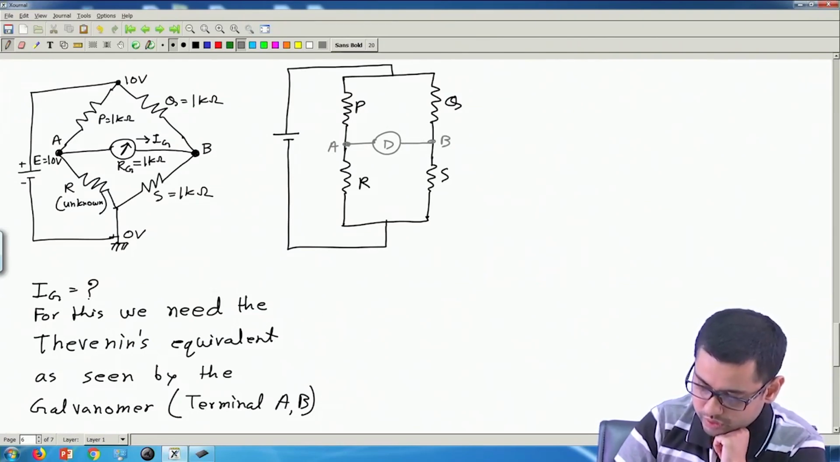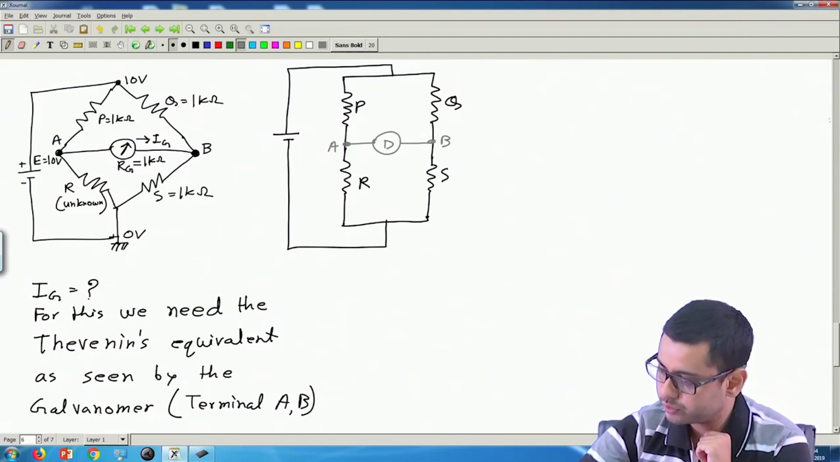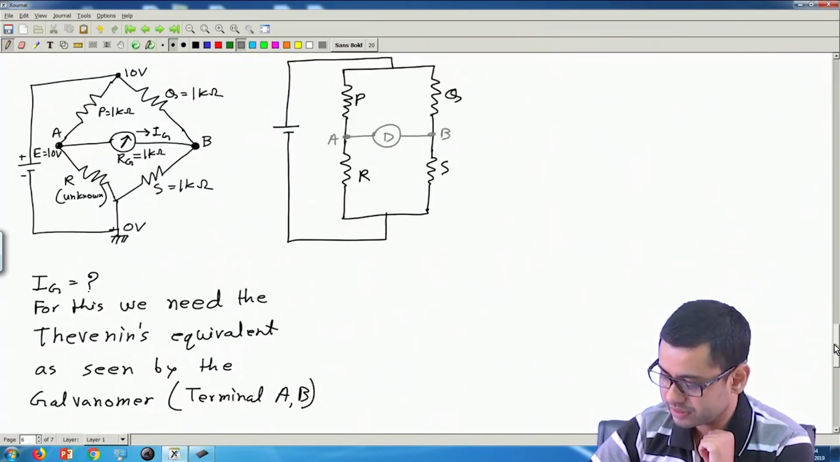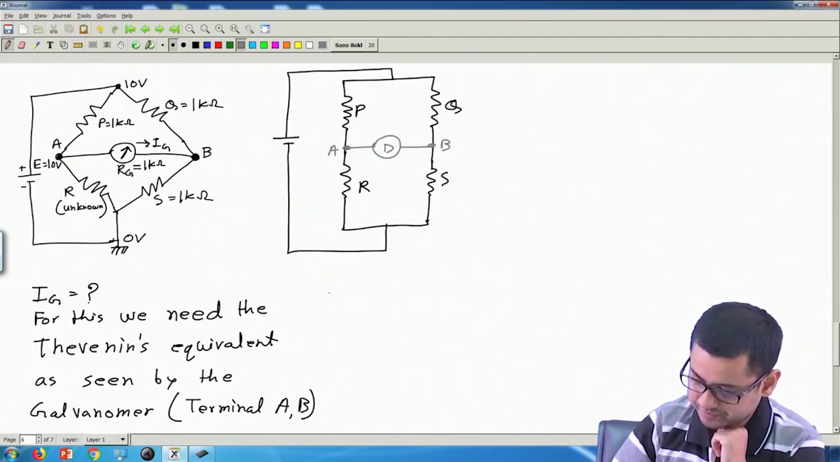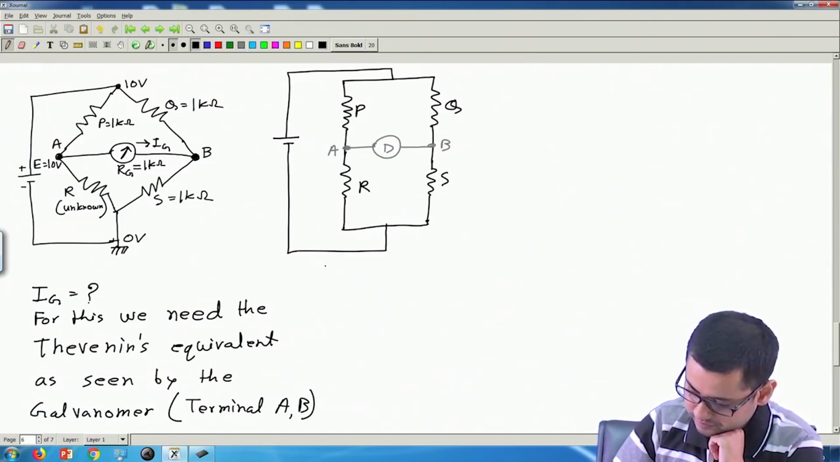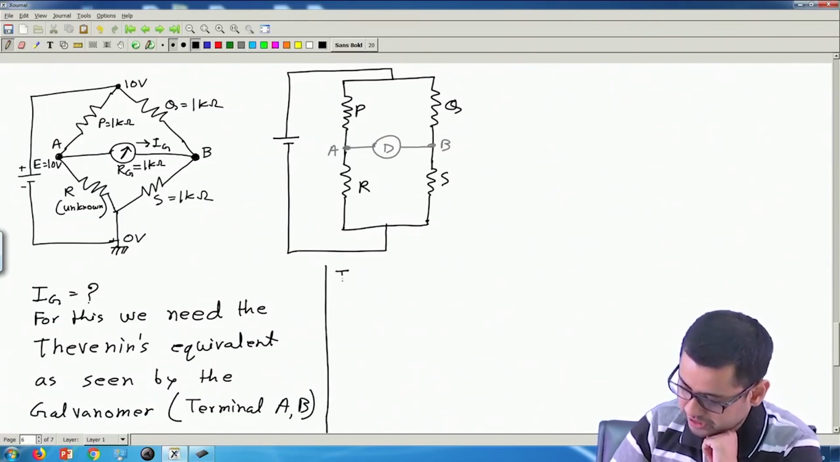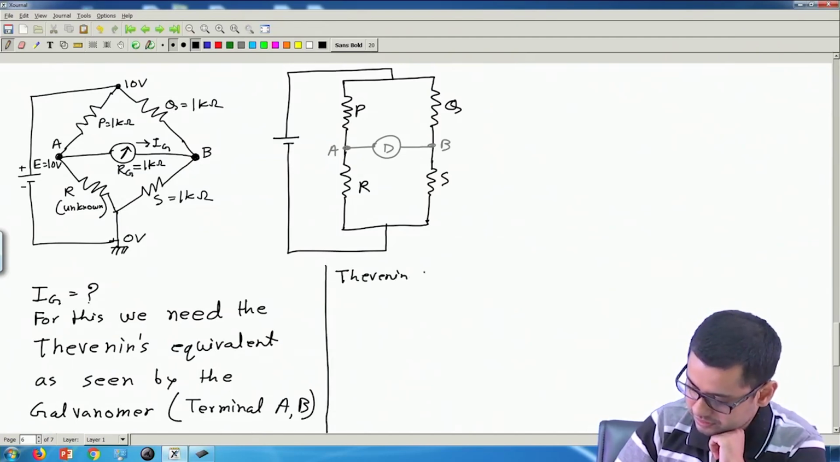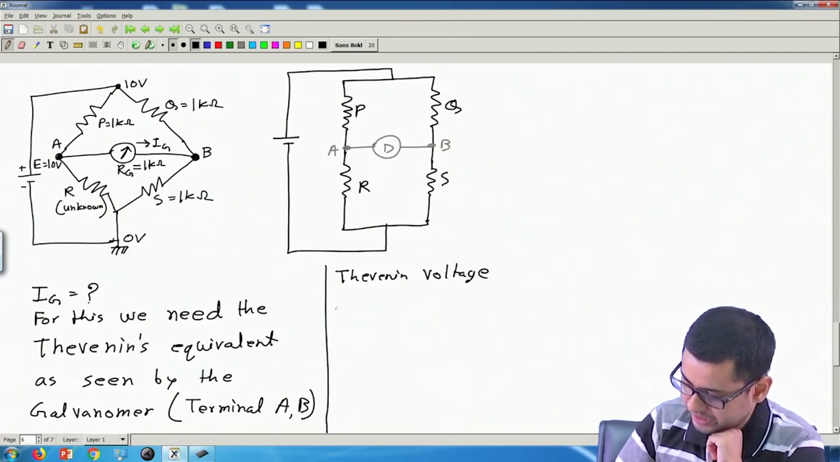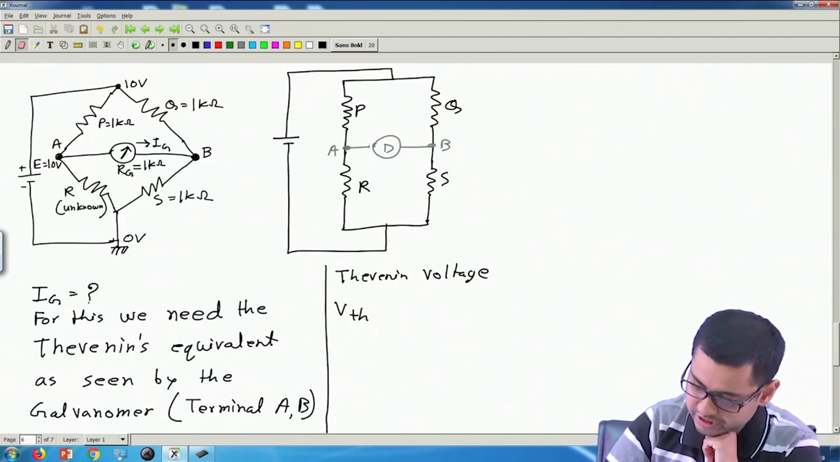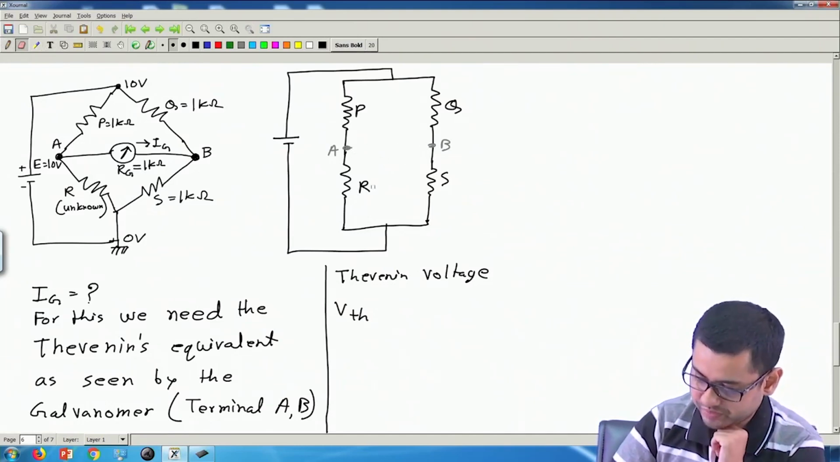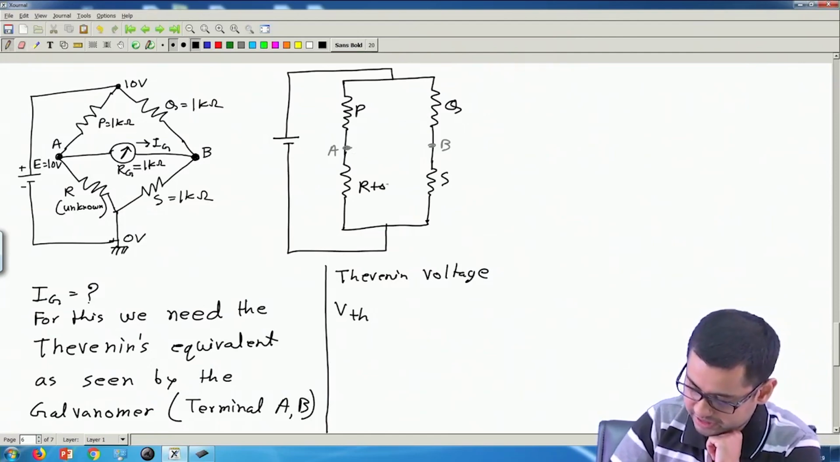and now, so we need 2 things. We need the Thevenin voltage and the Thevenin resistance. Now, Thevenin voltage VTH, this will be nothing but the open circuit potential difference between A and B. So, if I remove this, then the potential difference between these 2, and here R has become R plus delta R.